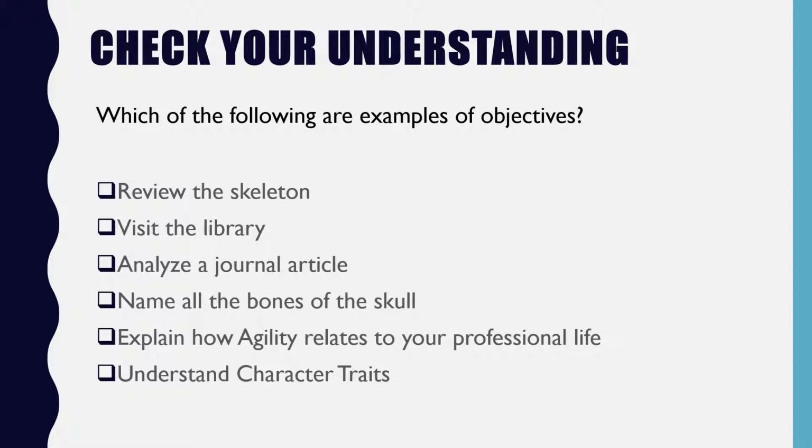Which of the following are examples of objectives? Review the skeleton, visit the library, analyze a journal article, name all the bones of the skull, explain how agility relates to your professional life, and understand character traits. The correct answers are analyze a journal article, name all the bones of the skull, and explain how agility relates to your professional life.